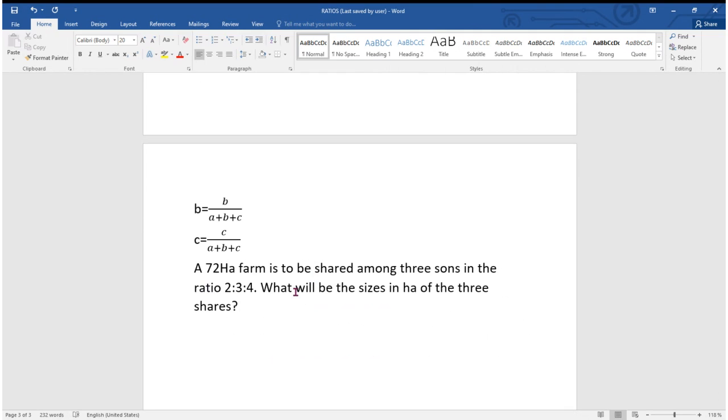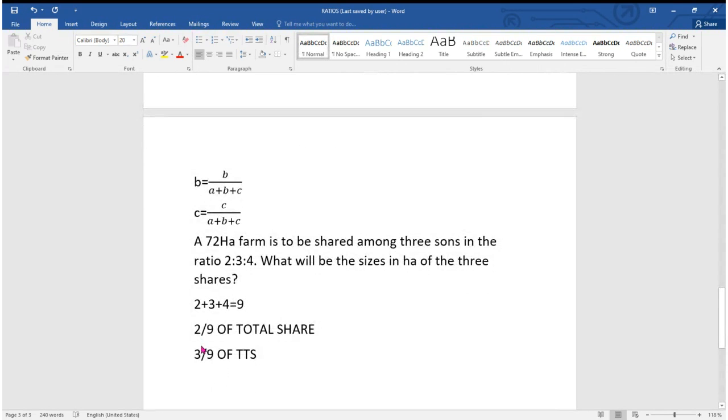2:3:4. So let son A be the one who got 2. Okay, so you start by saying 2 plus 3 plus 4. 2 plus 3 plus 4 is 5 plus 4, which is 9. So one son is going to get 2/9 of the total share. The other one is going to get 3/9 of the total share. Then the other one is going to get 4/9 of the total share.